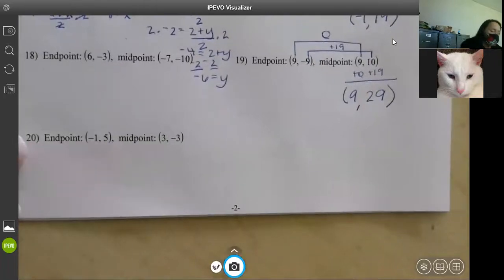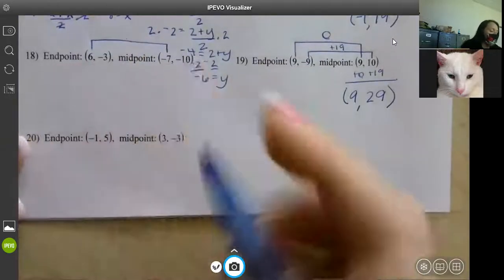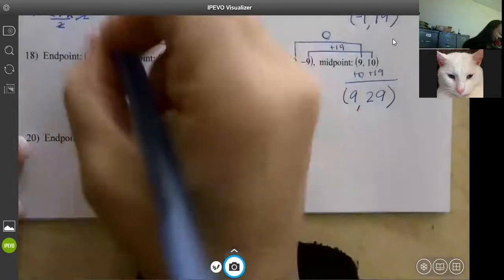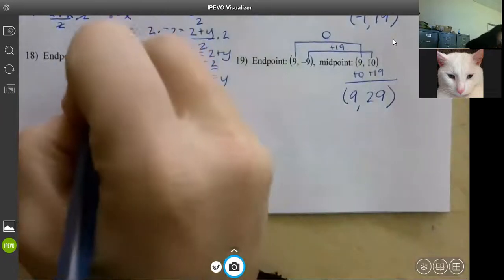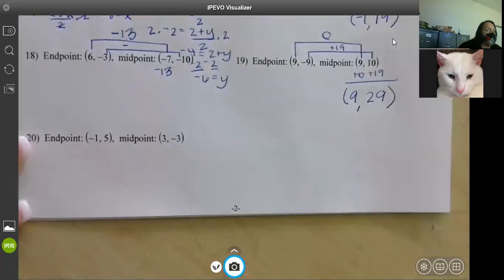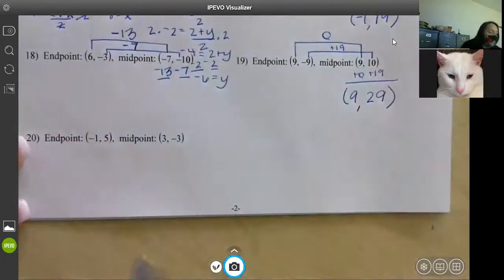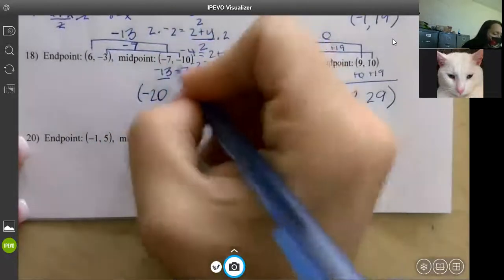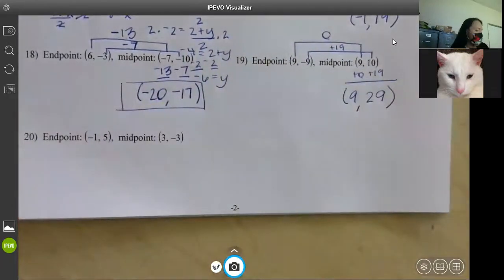All right, number 18. How far is it from 6 to -7? When we go positive to negative, that means we're going down, so it's going to be a minus. 6 to 7 is 13, so -13. How far is it from -3 to -10? We are decreasing, so it's a minus. 3 to 10 is 7. -7 minus 13 is -20. -10 minus 7 is -17. And you guys can do that in your calculator. It's not a big deal.